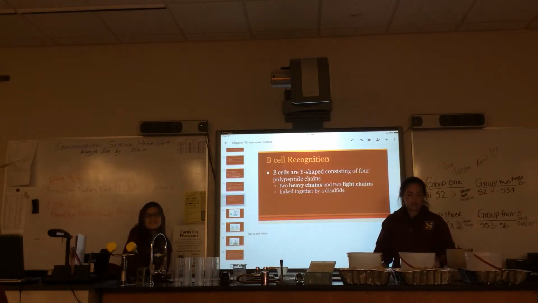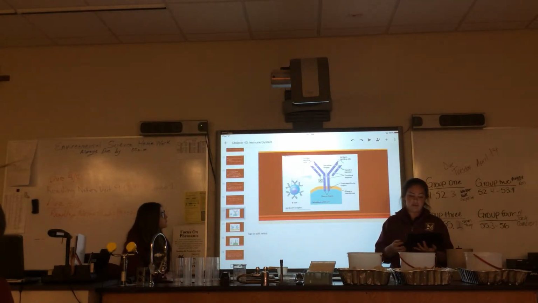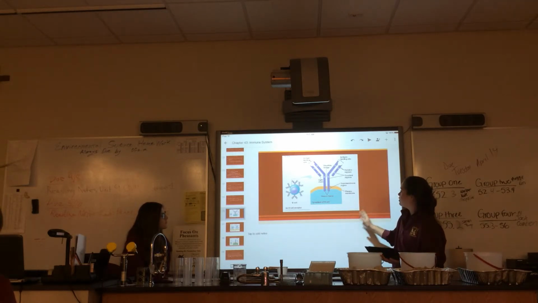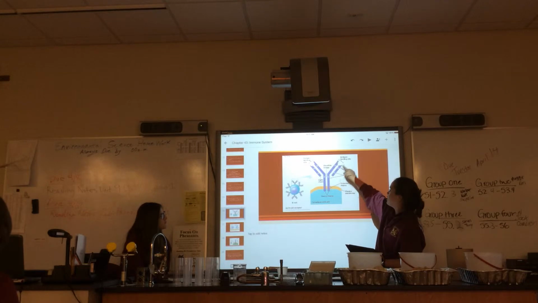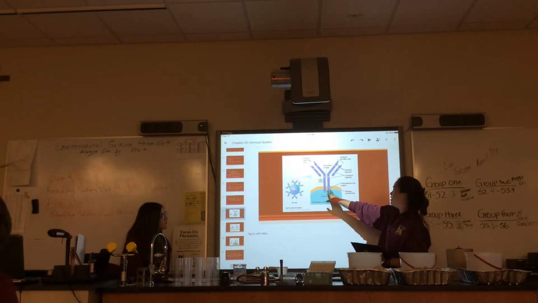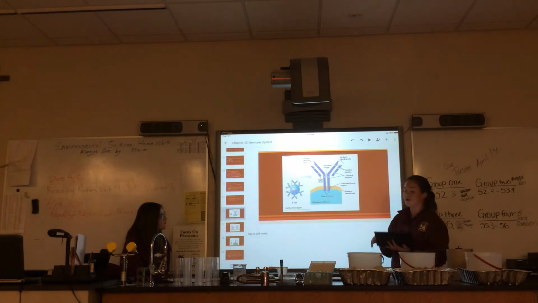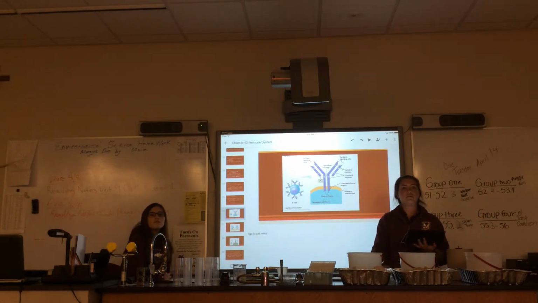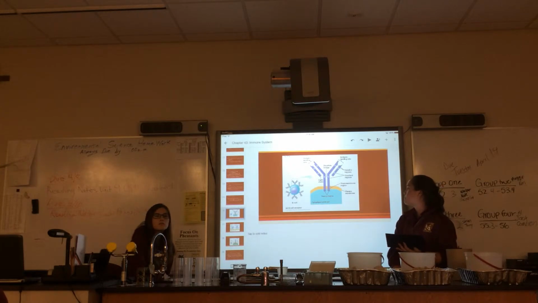Okay, so now I'm going to talk about specific B cell and T cell recognition. B cells are Y-shaped, consisting of 4 polypeptide chains, 2 heavy chains and 2 light chains linked together by a disulfide. And right here, this is an example of a B cell. You can see there's the 2 heavy chains, you have a light chain here, and then these 2 heavy chains are connected by a disulfide bridge. The chains are also just a name for the polypeptides. There's 4 tertiary structures you're looking at there: 2 light ones and 2 very heavy ones in the middle.